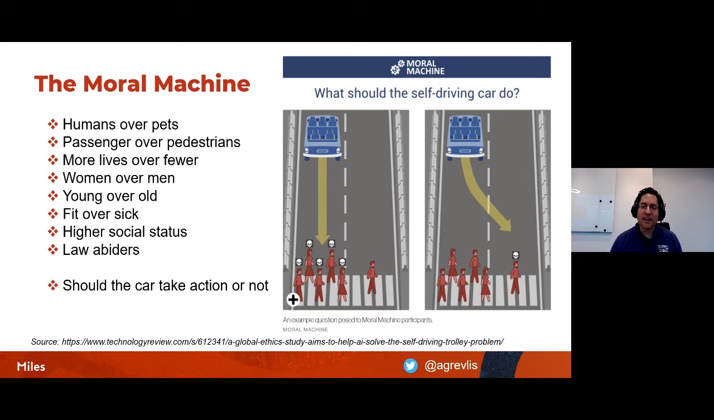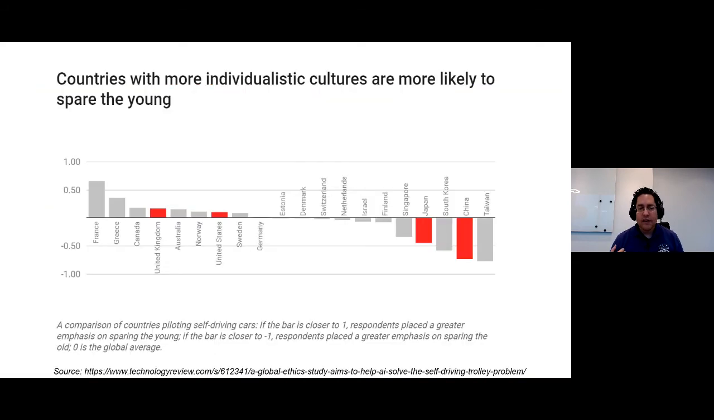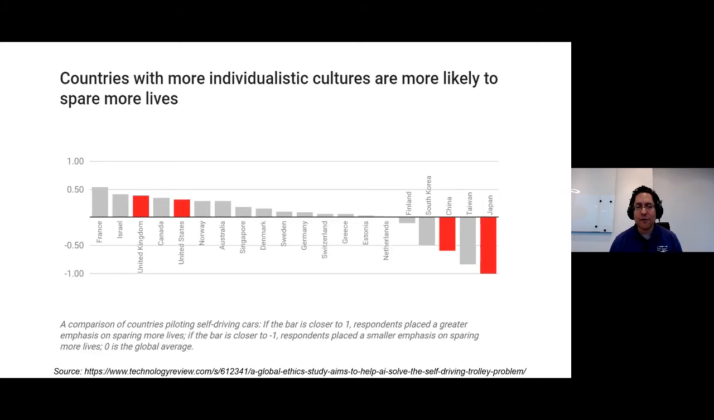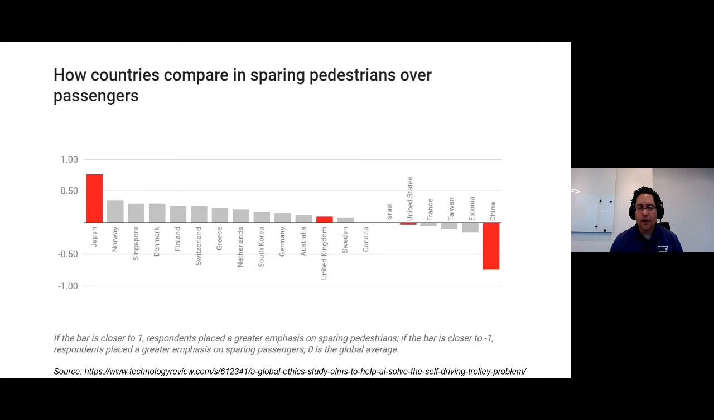Should we take a quick look at some of these answers? Here we can see that countries with more individualistic culture are more likely to spare the young people, for example the United Kingdom and United States, as opposed to Japan and China. We can also see that countries with more individualistic cultures are more likely to spare more lives than fewer lives, again the United Kingdom and United States, as opposed to China and Japan. Or should we spare pedestrians over passengers? And here's a big difference between Japan, for example, and China.